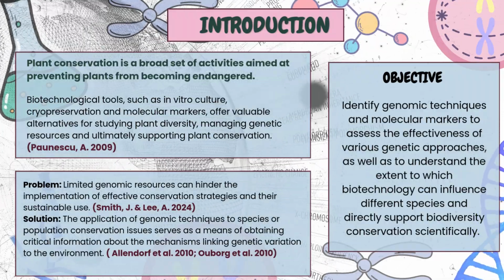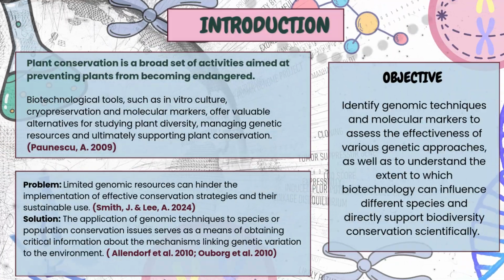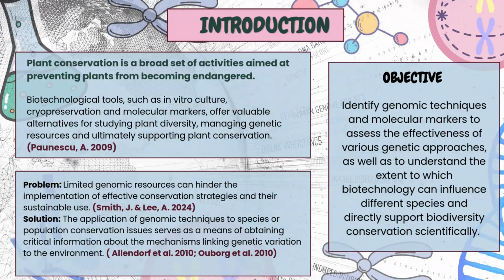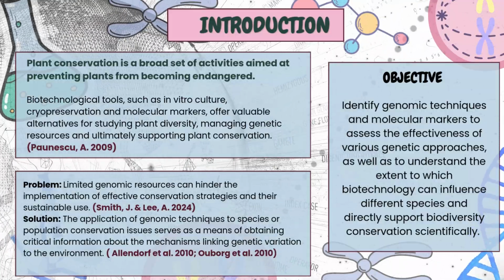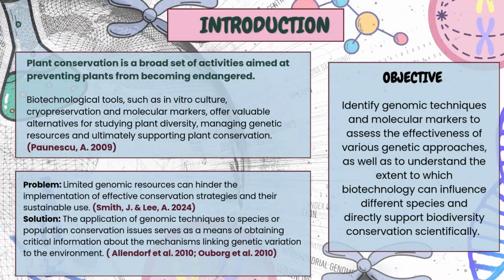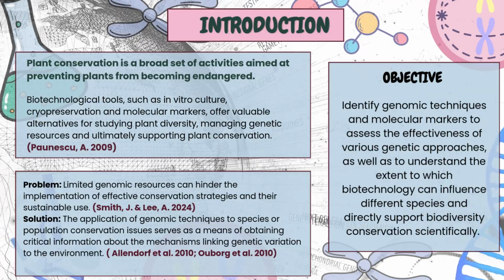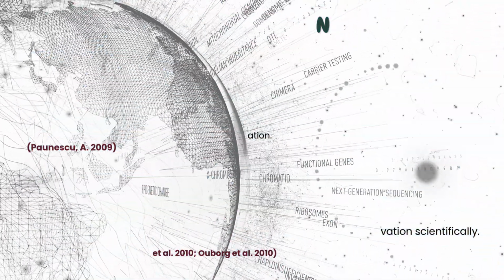Techniques such as genome sequencing, genome skimming, and genotyping by sequencing, together with molecular markers like SSR, SNP, and chloroplast DNA markers, are used to assess genetic diversity and support conservation decision-making. Biotechnology provides strong scientific support for biodiversity conservation by improving our understanding of plant genetics and helping to ensure the long-term survival of plant species.